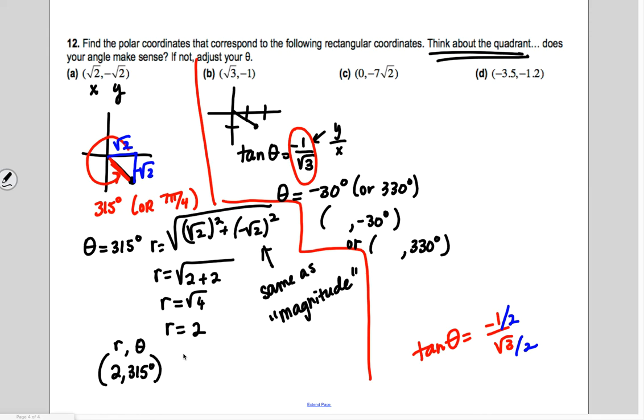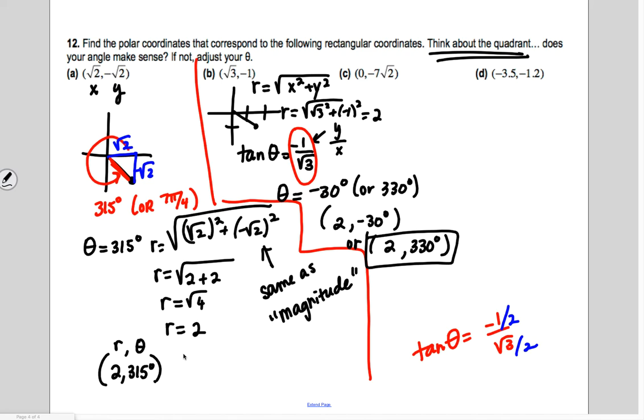All right, so how do we find the magnitude? Our magnitude, or our r in this case, is going to be the square root of x squared plus y squared, which is the square root of root 3 squared plus negative 1 squared, which also ends up being 2. Right, so it's going to be 3 plus 1, square root of 4 is 2. So we could write it either way. I didn't give you guys much room for these, did I?